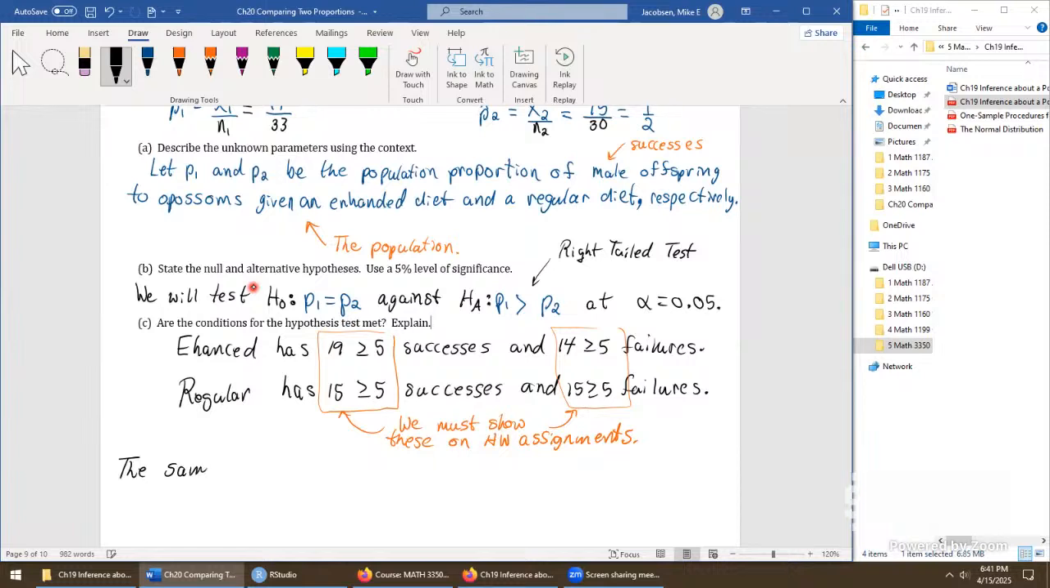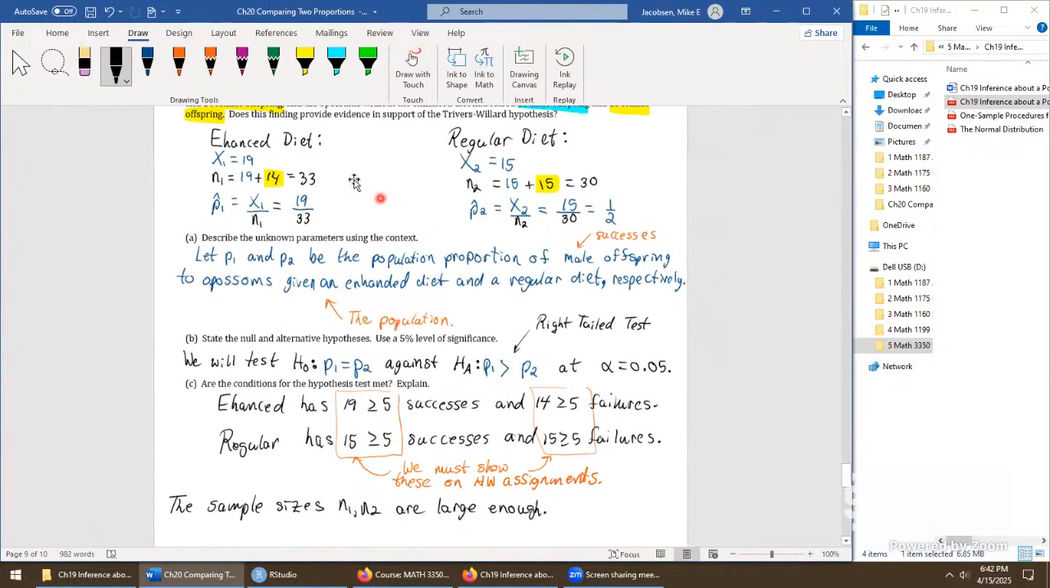The sample sizes n1 and n2 are large enough. So that's a nice part of our condition. But on the other hand, with our conditions, we also needed random samples. How random is this data? More importantly, we needed independent samples. Notice that the counts are a little bit different here. 30 offspring, 33 offspring to 20 parents. Some of these offspring had to have come from the same parent. That makes the data dependent at that point.